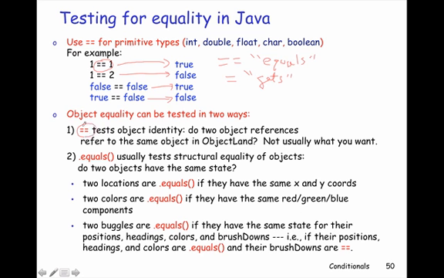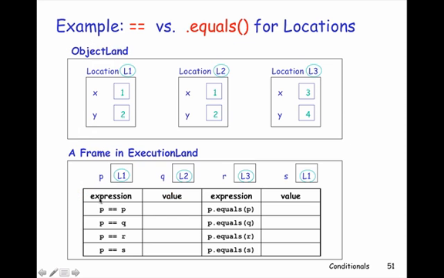So we can use equals on objects to test to see if they're the same object in object land, which is actually not usually what we want. Usually we prefer to determine if two objects have the same components, which we use the dot equals method for. So for instance, two locations are considered to be dot equals if they have the same x and y coordinates. Two colors are considered to be dot equals if they have the same red and green and blue components. And two bugles are dot equals if they have the same positions, headings, colors, and brush downs. Let's see this via an example.